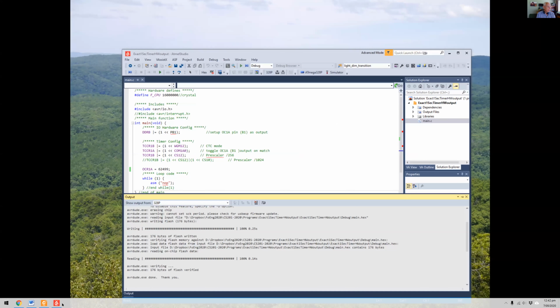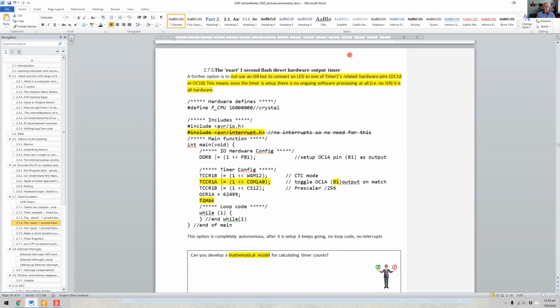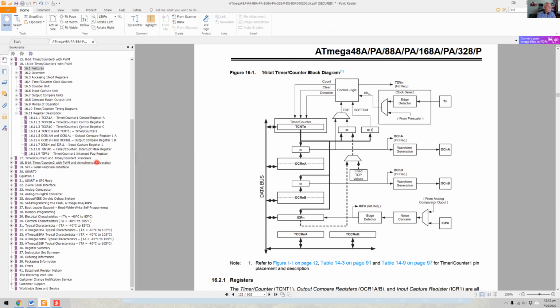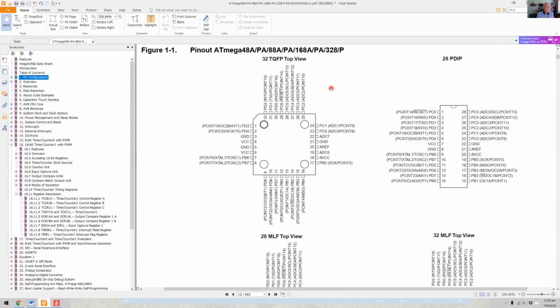What we're going to look at is the exact 1 second flash interrupt hardware output timer. It's directly connected to this pin of the microcontroller, and that's on page 134. We don't need to use this ISR, but we do have to use the pin, which is for output compare register 1A. So we pop back to the data sheet, look at the pin configurations, and look for the one that is connected to output compare register 1A. We find that output compare register 1A is port B.1.